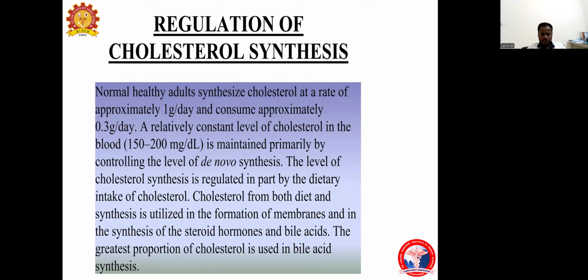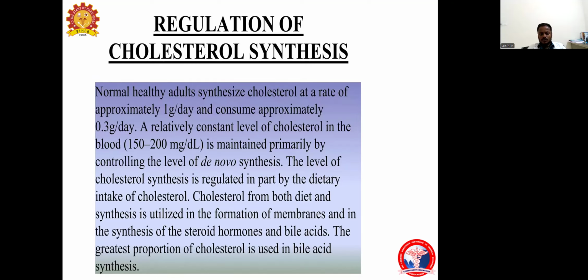The level of cholesterol synthesis is regulated by the dietary intake of cholesterol. Cholesterol from both the diet and synthesis is utilized in the formation of membranes and in the synthesis of steroid hormones and bile acids. The greatest proportion of cholesterol is used in bile acid synthesis.